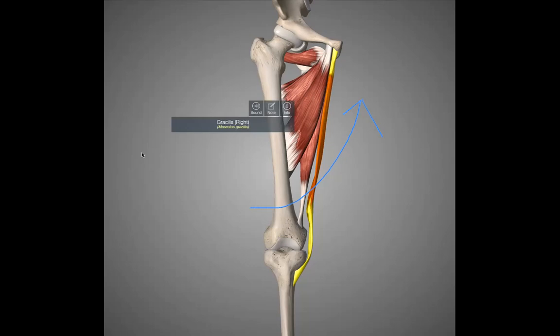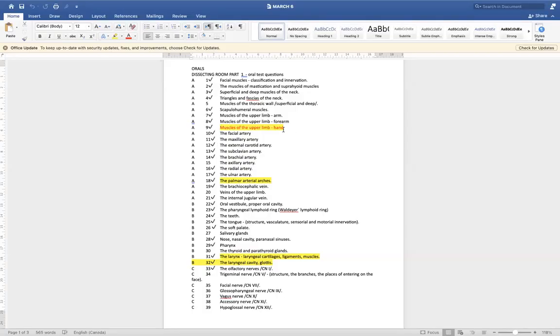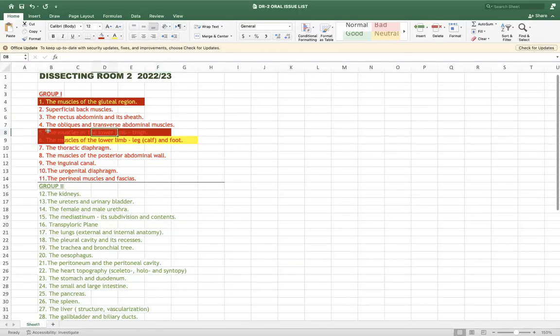That's the end of the thigh muscles. Here, we have finished muscles of the thigh. It's a big topic. We have muscles of the lower limb, leg and foot. We can do this now. Maybe try and dive into it.